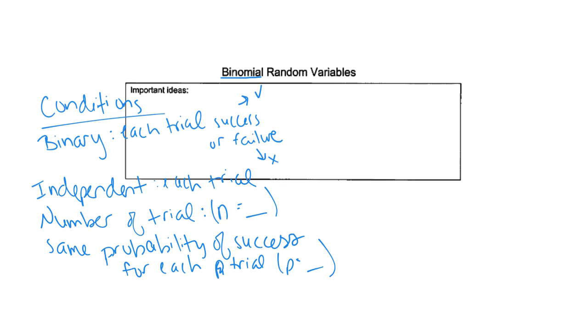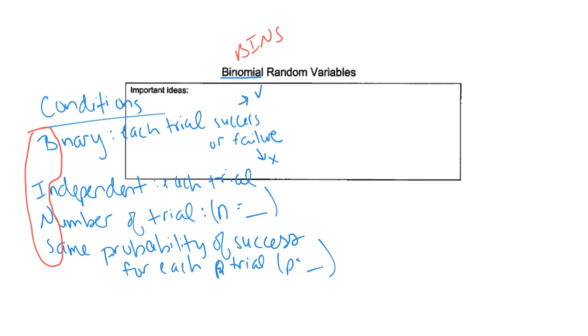Okay, so this acronym here, this is BINS. So those are the conditions that we need to check for a binomial random variable. We check our BINS conditions: binary, independent, set number of trials, same probability of success.